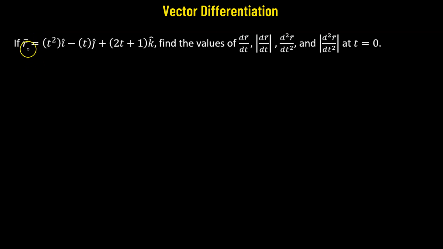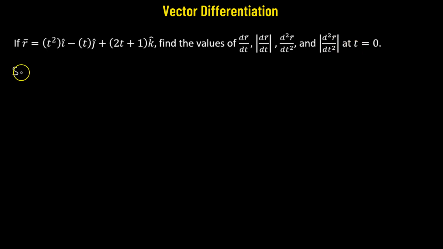We have a vector valued function r, which is a function of the parameter t. t is a scalar parameter. We need to find the values of the first derivative of our vector r, its magnitude, and also the second derivative of that vector and its magnitude at t equals 0.